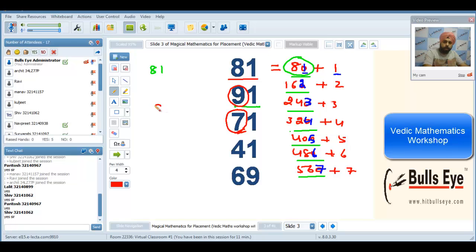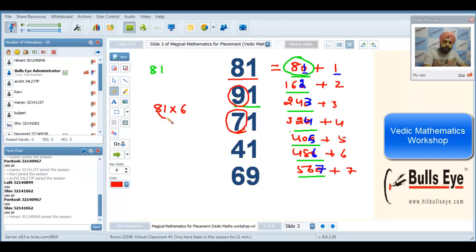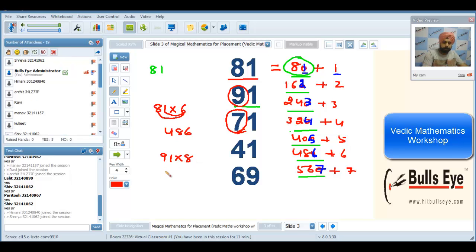Say if you want to know how much is 81 into 6 at random, you can just focus, this is 8 into 6. That is 48, so 480 plus 6, and you can answer it to be 486. So can you answer, all of you, quickly, how much is 91 into 8? Yeah, I'm looking for your answer, students, in the chat box.